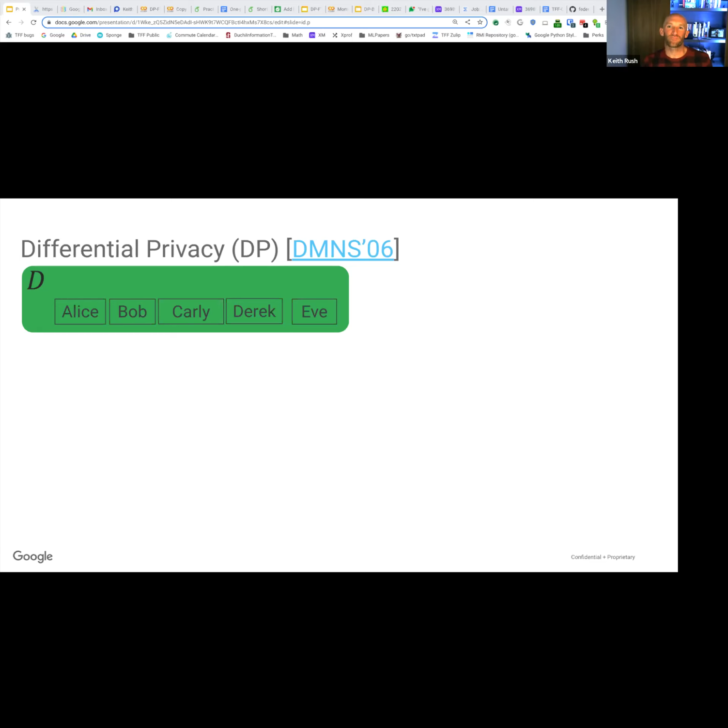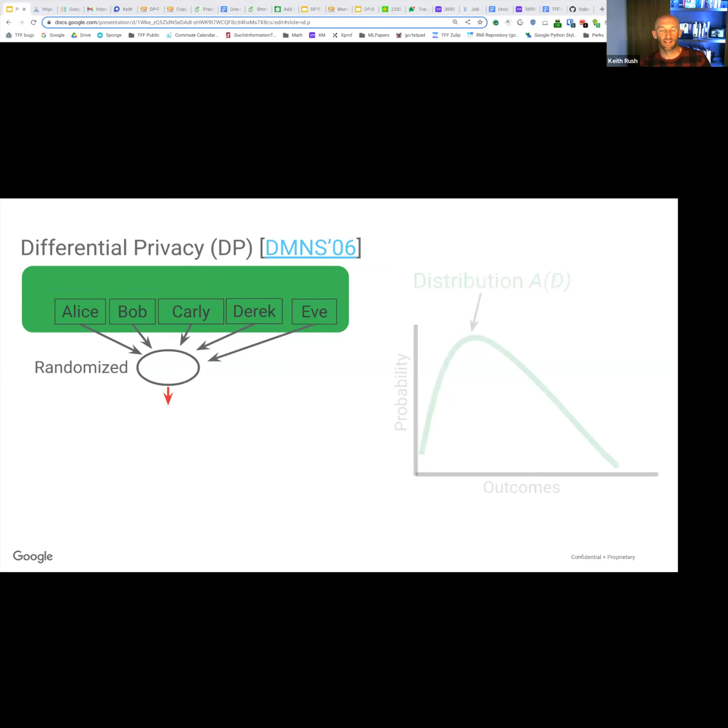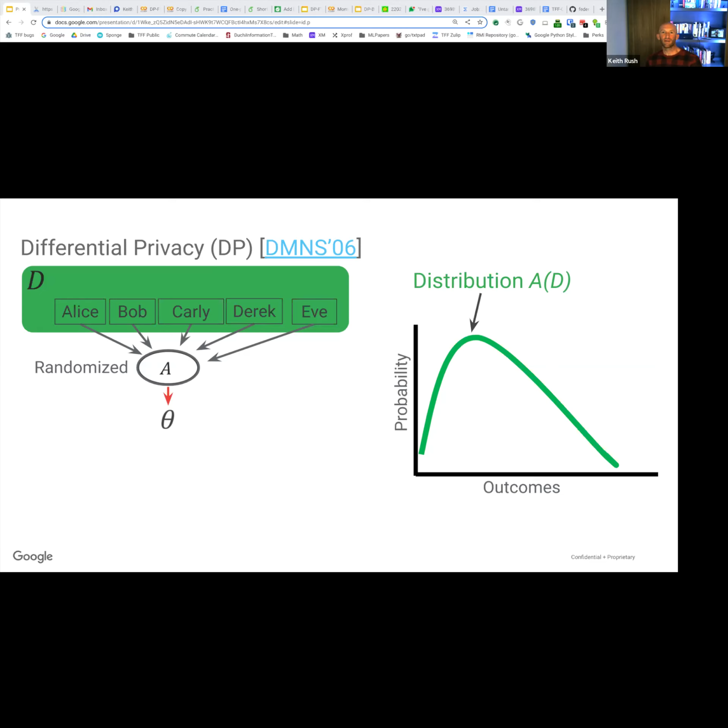It starts with a database D. It's got all these 5 records in it here. There's some mechanism, and you compute some statistic over this database. Mechanism A computes the statistic and returns you theta. A is a randomized thing, it really has to be randomized in differential privacy, and we'll see why. So you get some distribution over outcomes, A of D, because it's randomized.